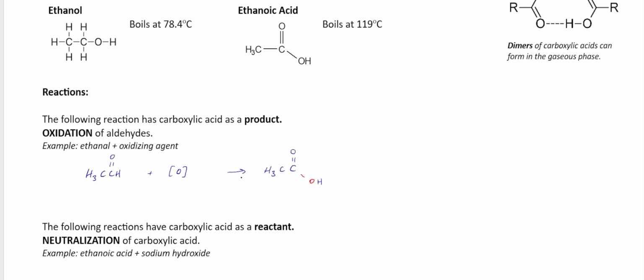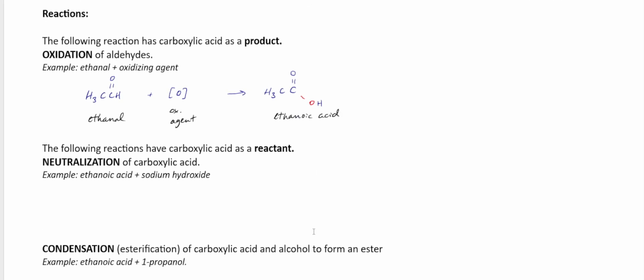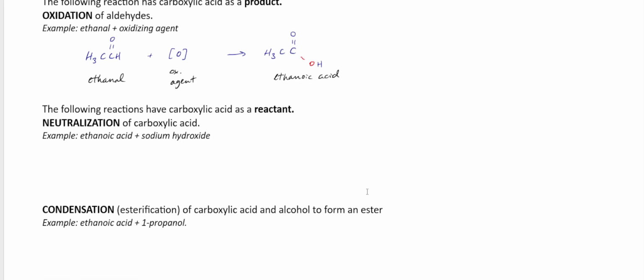So I'll write the names underneath. The following reactions have carboxylic acid as a reactant, so you can neutralize a carboxylic acid. So let's take a look at ethanoic acid. Ethanoic acid is H3C, C double bond O, OH, and we can react that with sodium hydroxide. You'll recall that neutralization reactions are simply double displacement reactions. So we get H3C, C double bond O, O, and that becomes negative, and the H is donated to the sodium hydroxide, and the sodium then goes on over here. So I've got my sodium right here, and then the HOH. You can see it's a double displacement reaction.